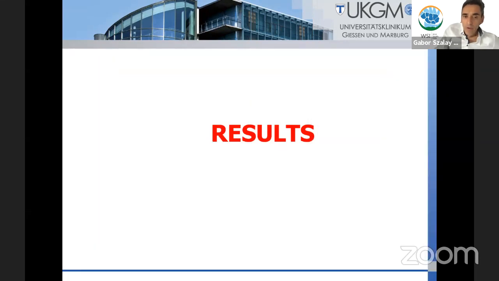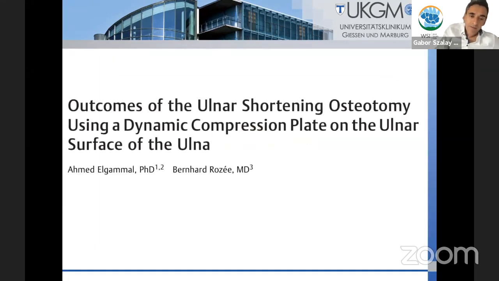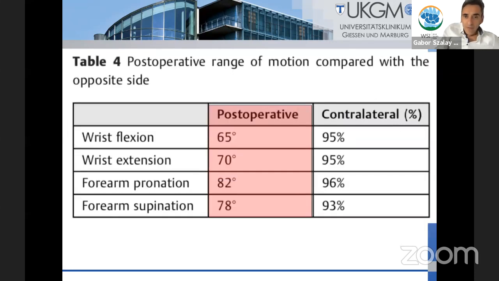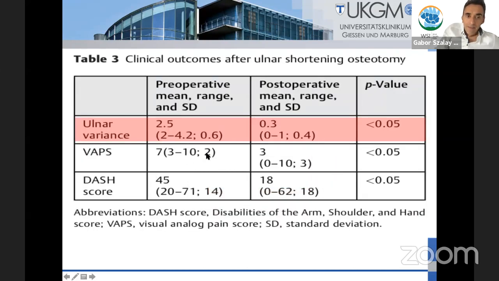So I will talk about the results. As I said in the beginning, dynamic compression plate or normal plate. So if you do the ulnar shortening osteotomy, the wrist flexion and extension is always a little bit worse than on the contralateral side, and also forearm pronation and supination is also a little bit worse than on the contralateral side. Here they took out 2.2 millimeters, but the pain and the DASH score was absolutely better.